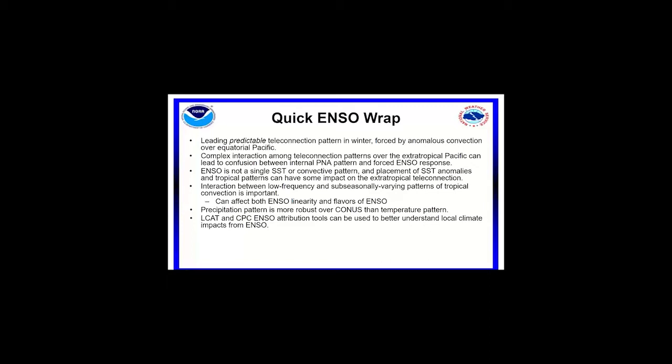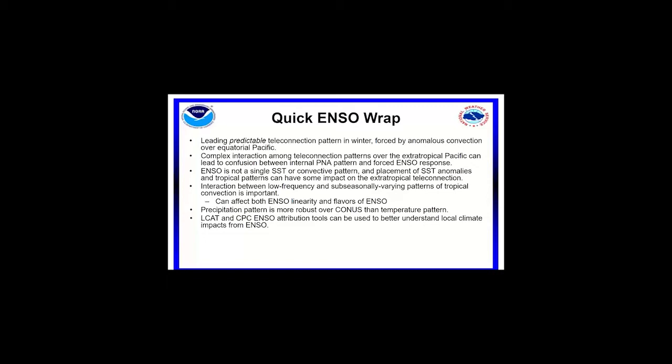All right, so quick ENSO wrap up before we move on. It's the leading predictable teleconnection pattern in winter, forced by anomalous convection over the equatorial Pacific. Complex interaction among teleconnection patterns leads to confusion sometimes between the internal PNA pattern and the forced ENSO response. That can be hard to differentiate.